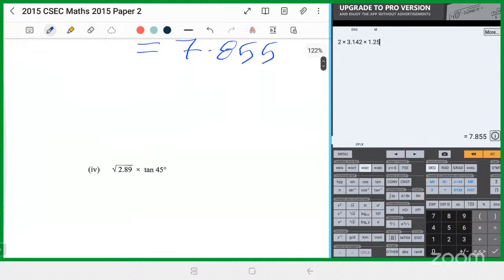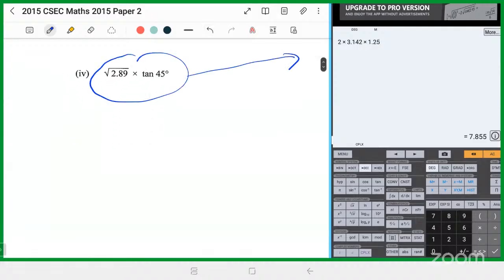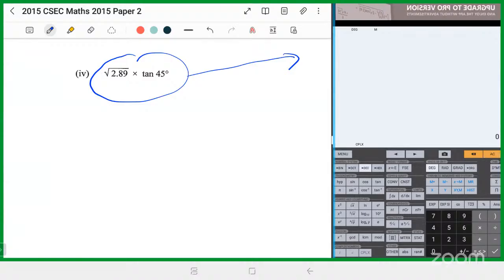3 marks again. And this one, same thing. Put this in the calculator again, exactly as it appears there. We're looking at the square root of 2.89, with everything under the square root, multiplied by the tan of 45 degrees. Now, you have to make sure the calculator is in degrees.